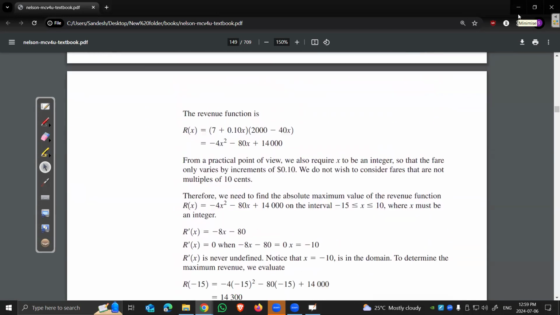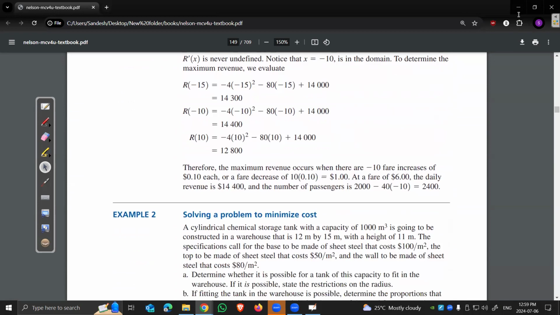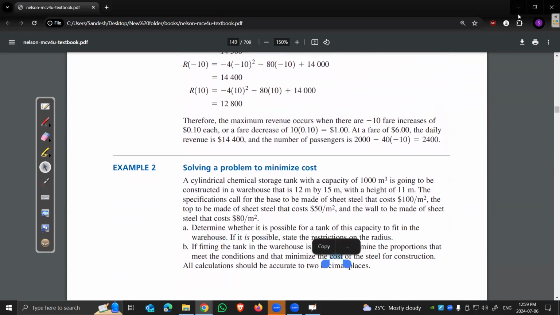Cool? And that's what they got as well, 14,400. You need to decrease the fare. That would be the answer.